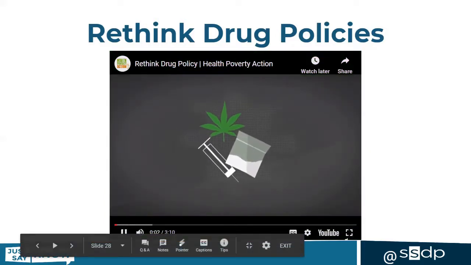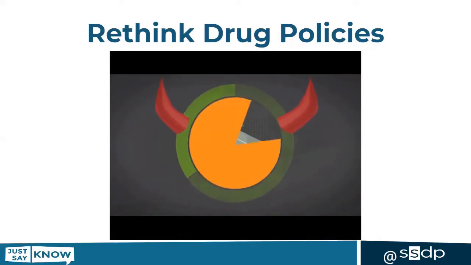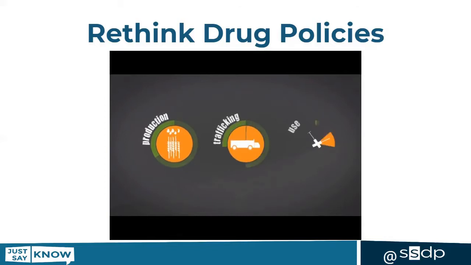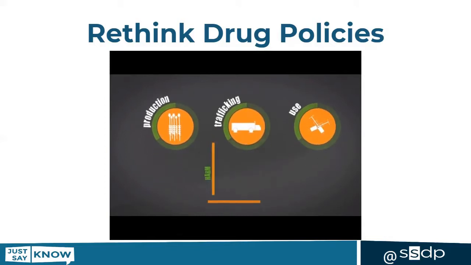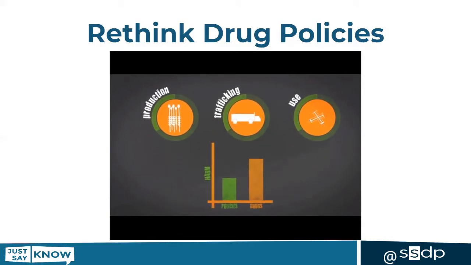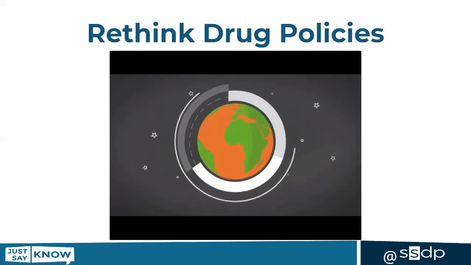Drugs are bad. It's simple, right? But what if we were to tell you that the policies governments used to stop people making, trafficking and taking drugs were causing more harm than the drugs themselves? Not just in the countries where they're used, but places they are produced and transported through to.